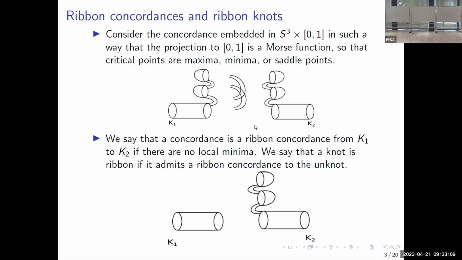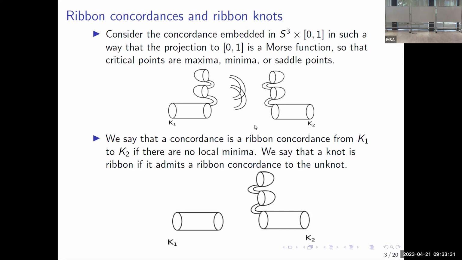And just one other notion that I want to mention is that we would say a concordance from K1 to K2 is a ribbon concordance if it has no local minima. And we say a knot is ribbon if it has a ribbon concordance to the unknot. So basically you only have saddle points and maxima.